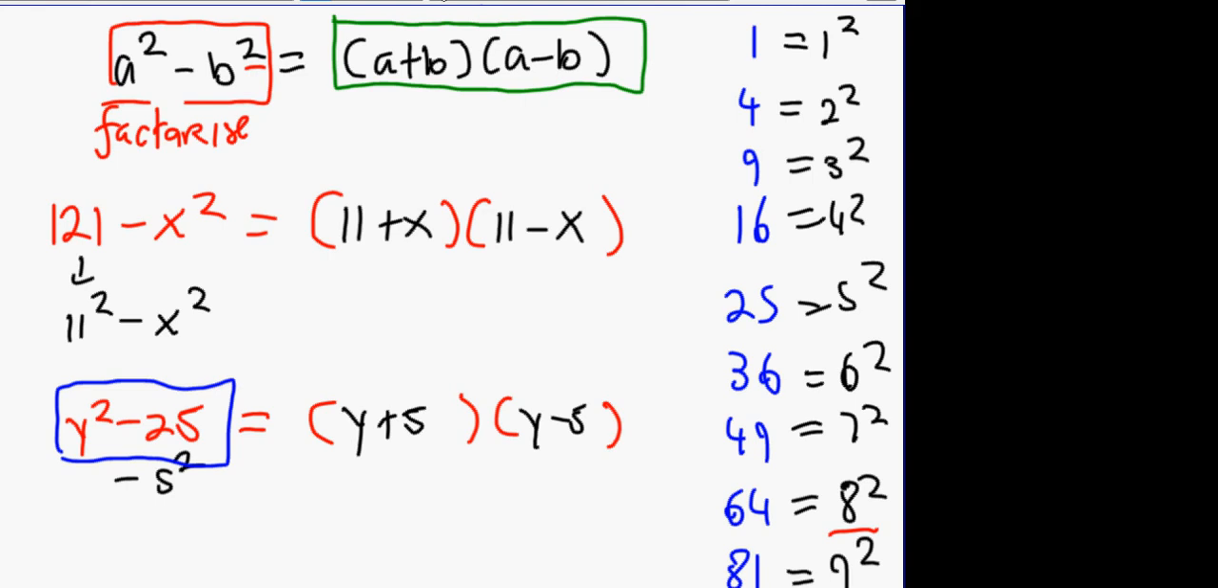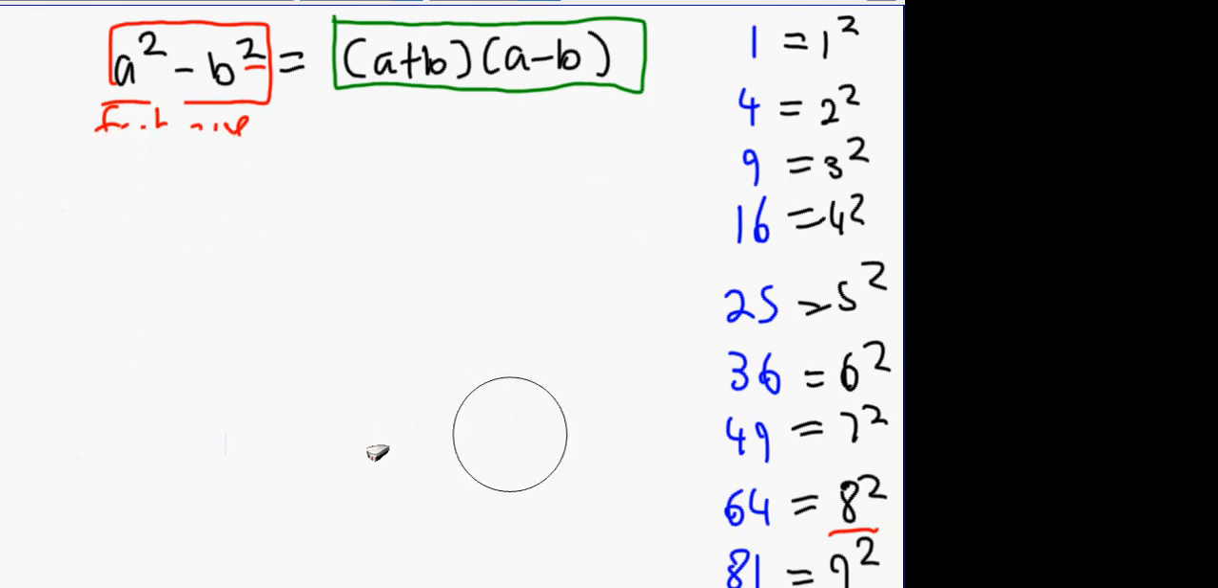Now, we're going to see who really knows their stuff. Who can get this one? Now, I haven't taught you how to do this one yet. We're going to see if one of you guys can pull this one out somehow. Okay? Alright, here we go. So we're going to have this 9x squared minus 64.